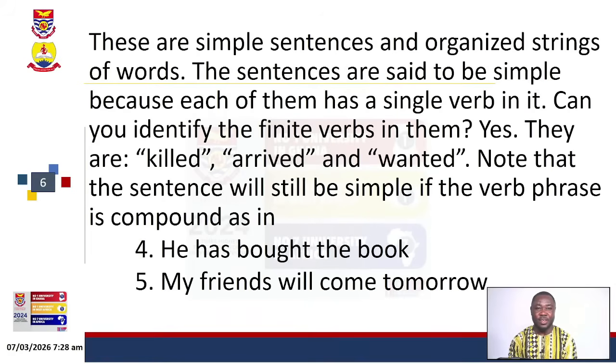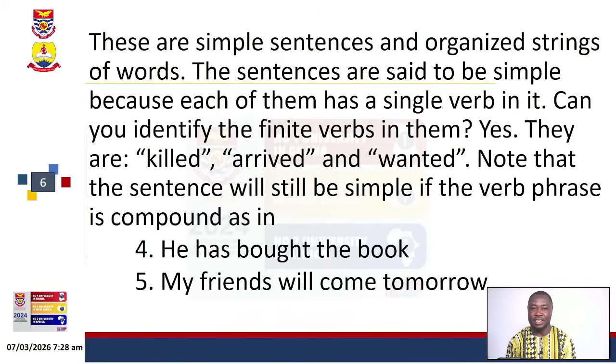Good. These sentences that you saw are simple sentences, and they are organized strings of words. The sentences are said to be simple because each of them has a single verb in it. Okay? Can you identify those verbs in the sentences we just called? Good. So the verbs are killed, arrived, and wanted.